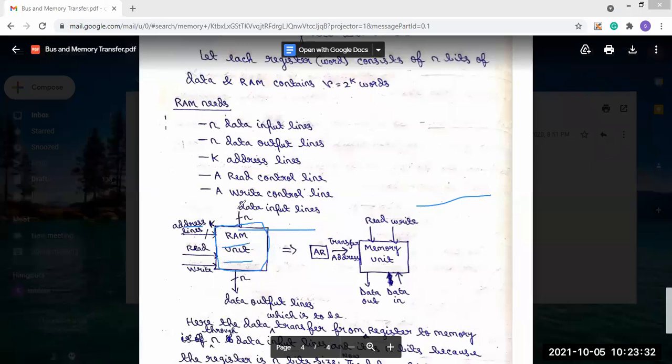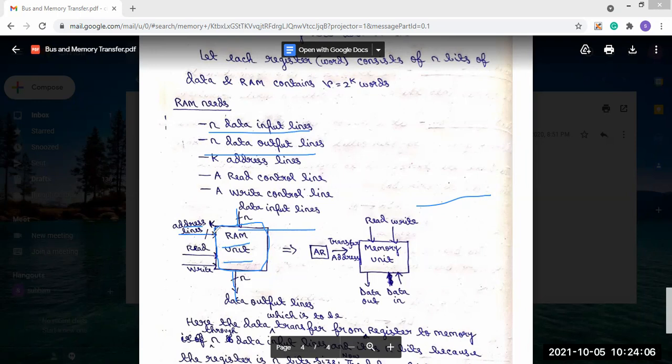You see, in this RAM unit, n data input lines are present. That means the input will be n data input lines. So if n input data lines are present, what will the output be? The output will be n data output lines, because if it is n input, then the output will be n. That's why you see n data input lines and n data output lines.